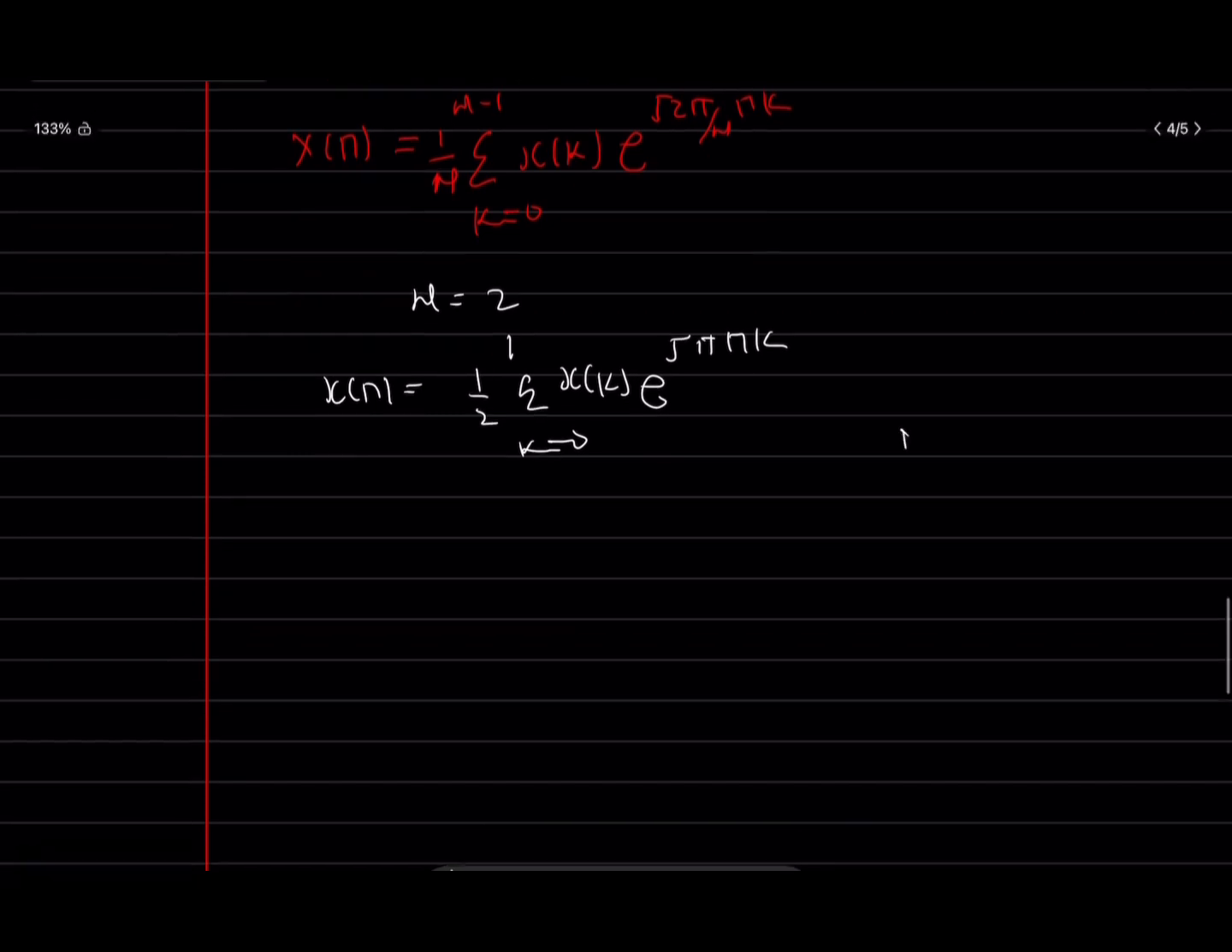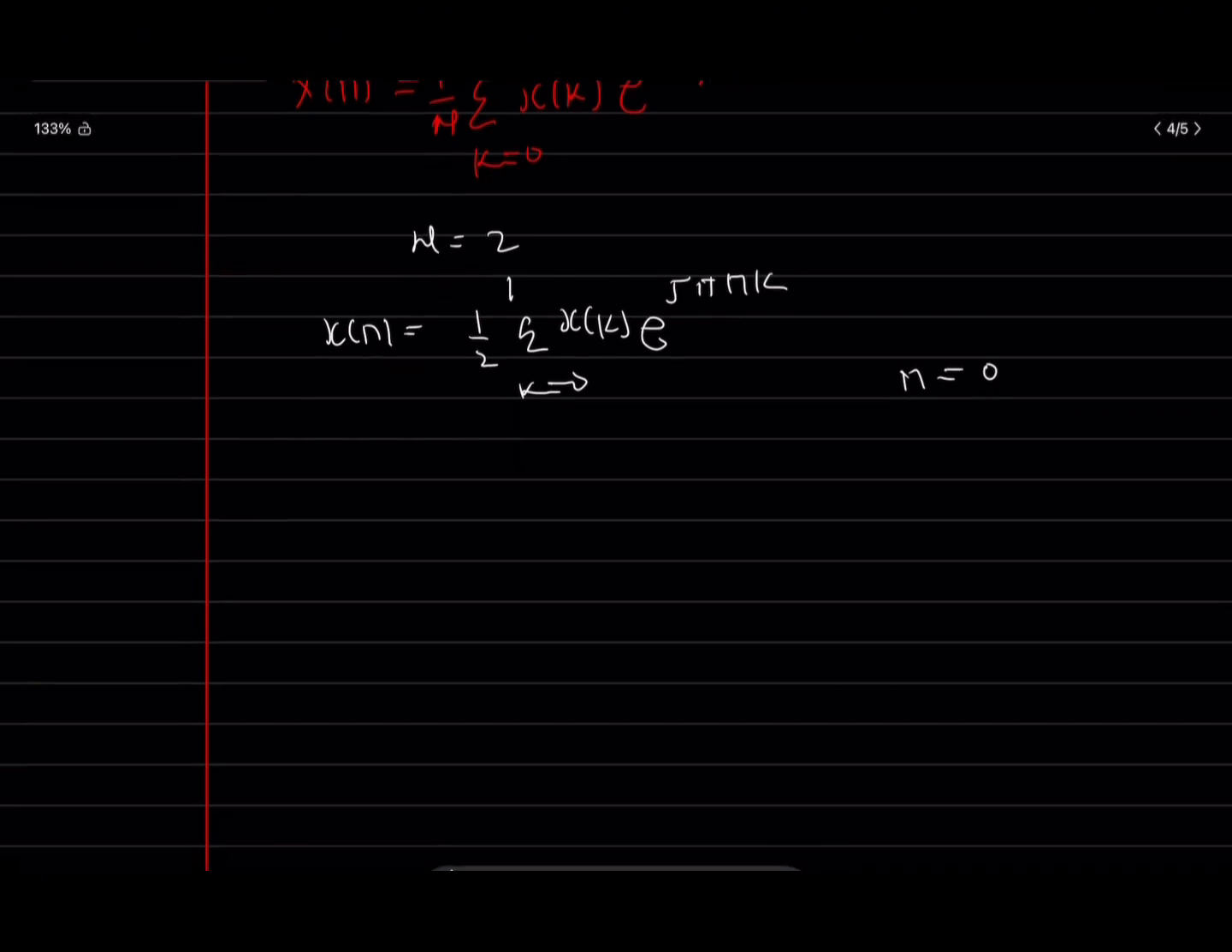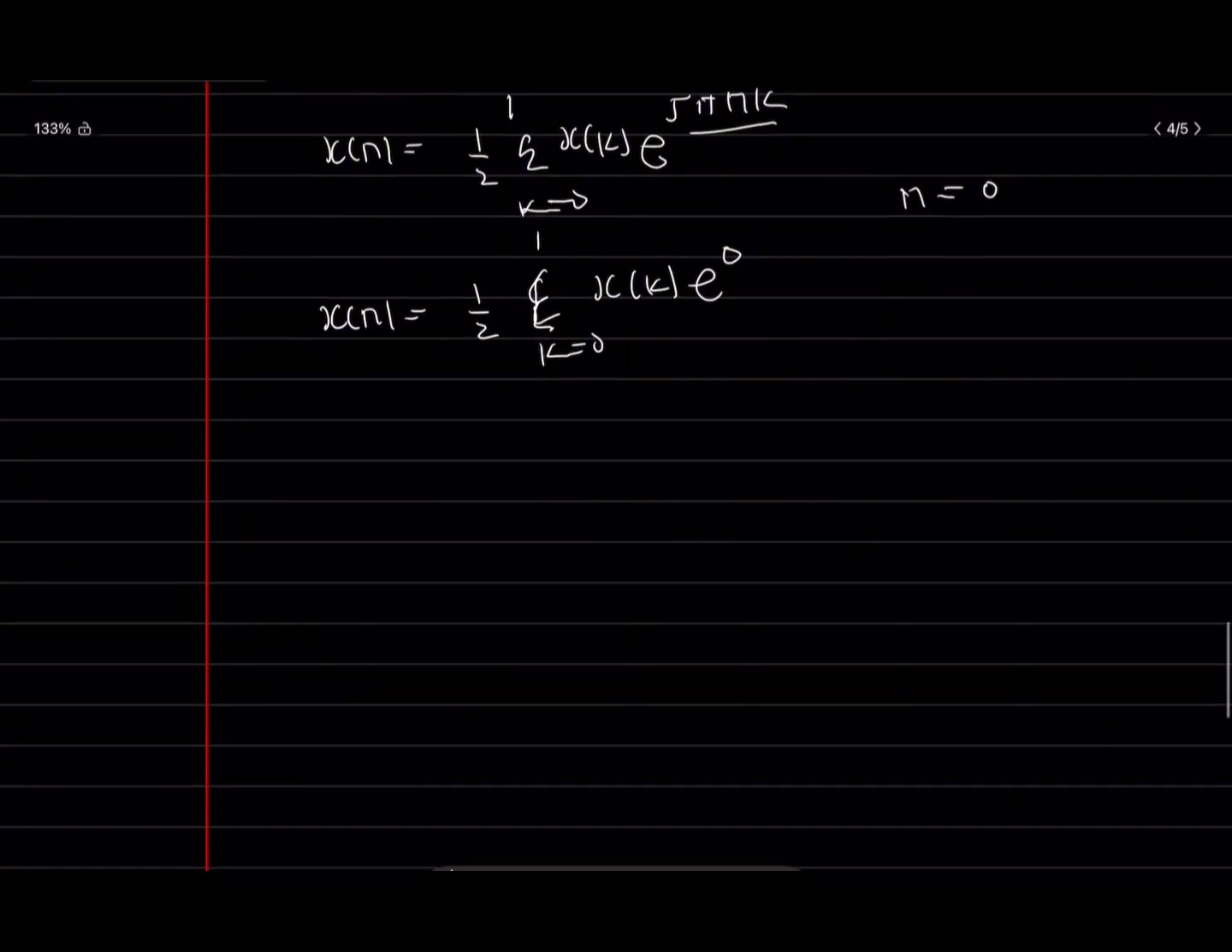Assuming that n is equal to 0, everything in the exponent goes to 0. So we are now going to get x of n equal to 1 over 2, summation of k equal to 0 to 1 of X of k, and since n is equal to 0, the exponent is going to be 0. For k equal to 0, we are going to get X of k, which is X of 0, and for k equal to 1, we get X of 1.